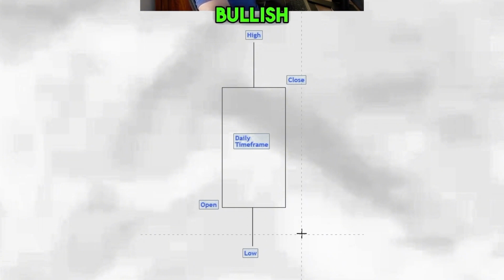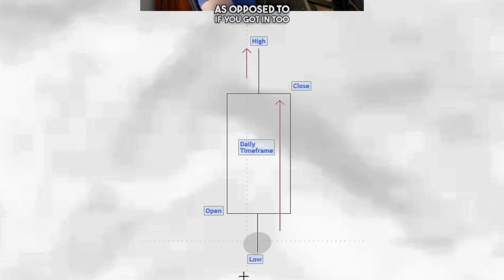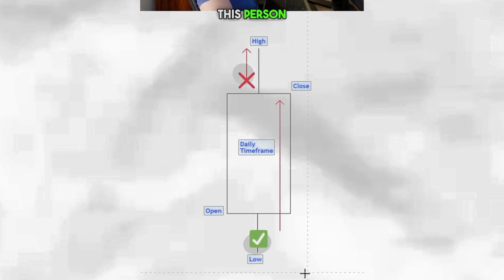If you are bullish, you're going to be looking to get in on price action as low as you possibly can, because then you are going to be able to maximize on more profit, as opposed to if you got in too late around here, because price will make a high and then retrace later in the day to form a close. So you don't want to be this person here. Instead, you want to be this person down here.